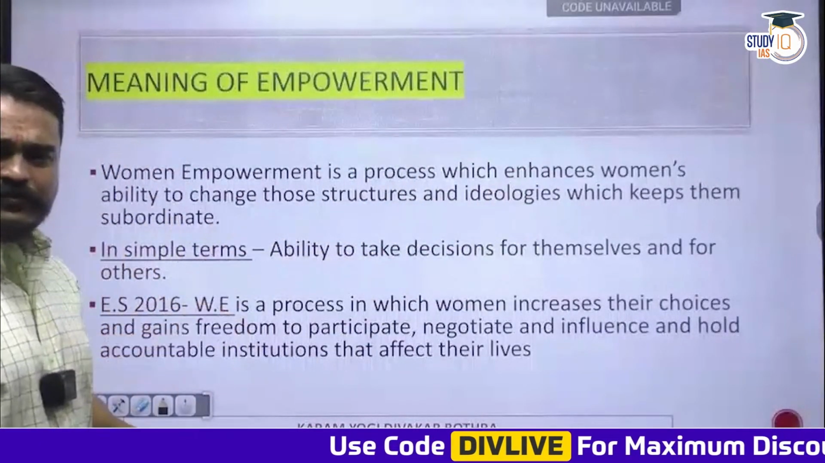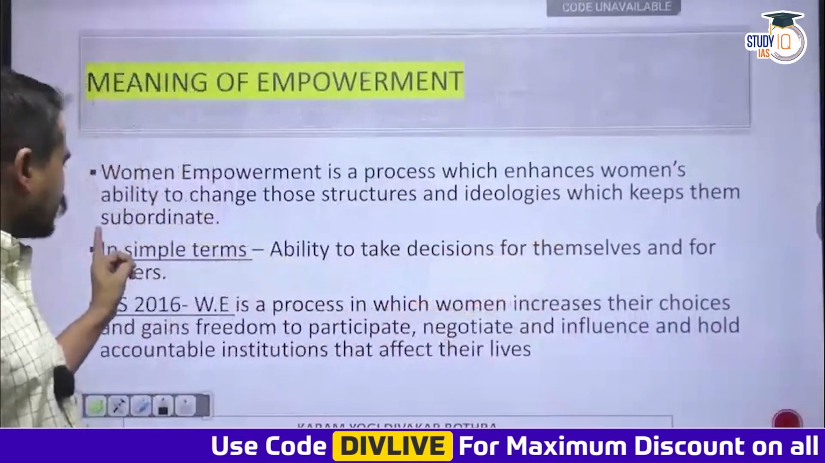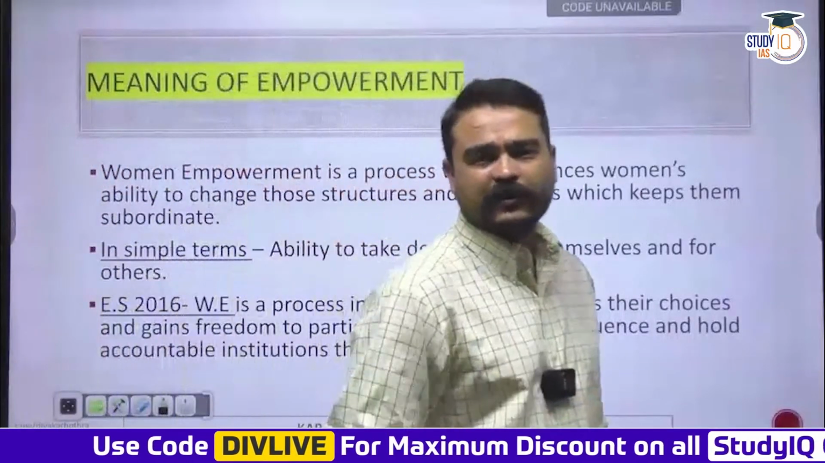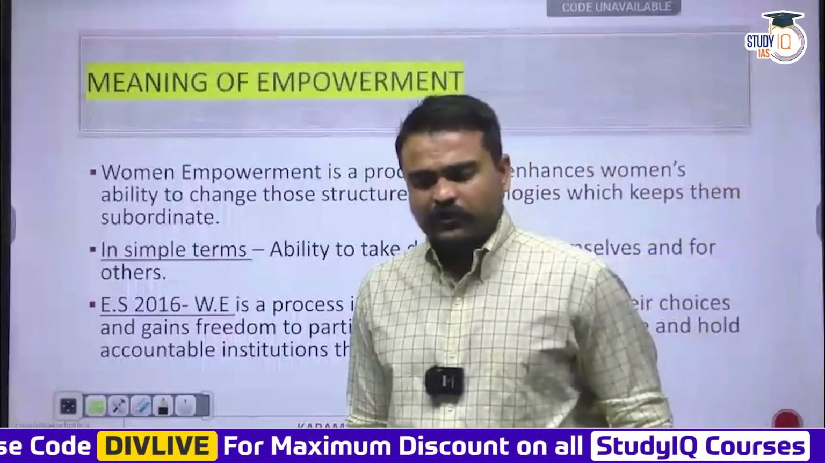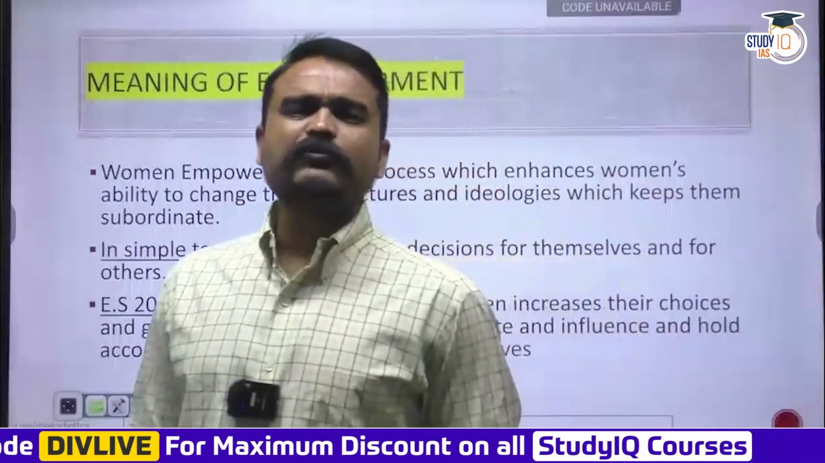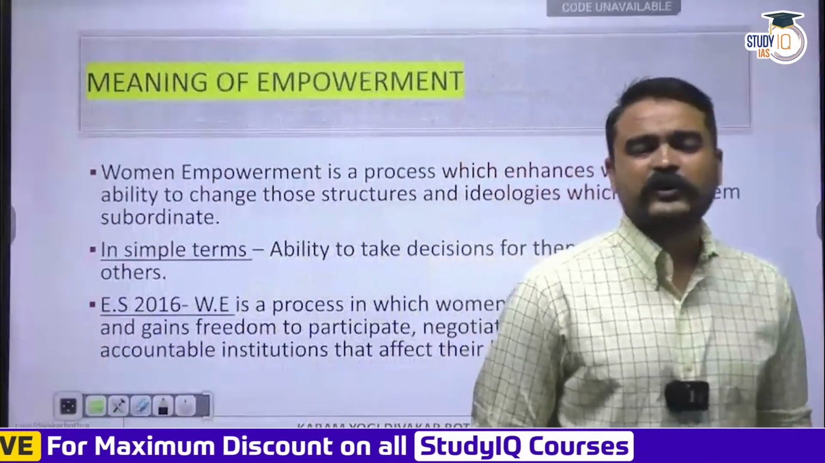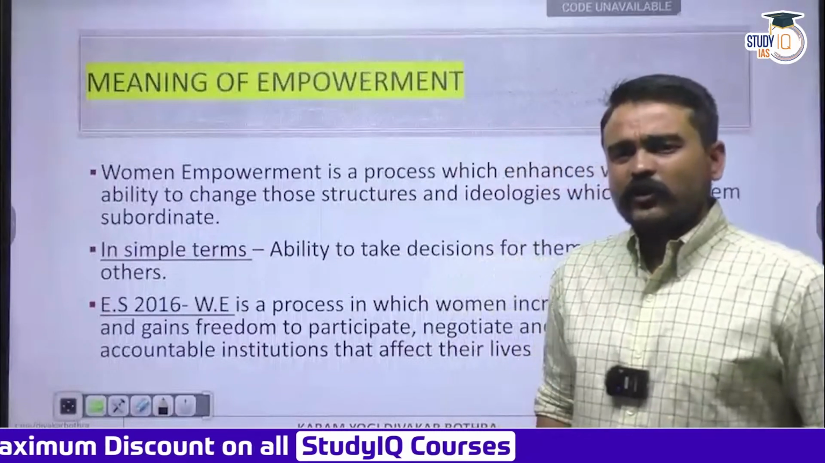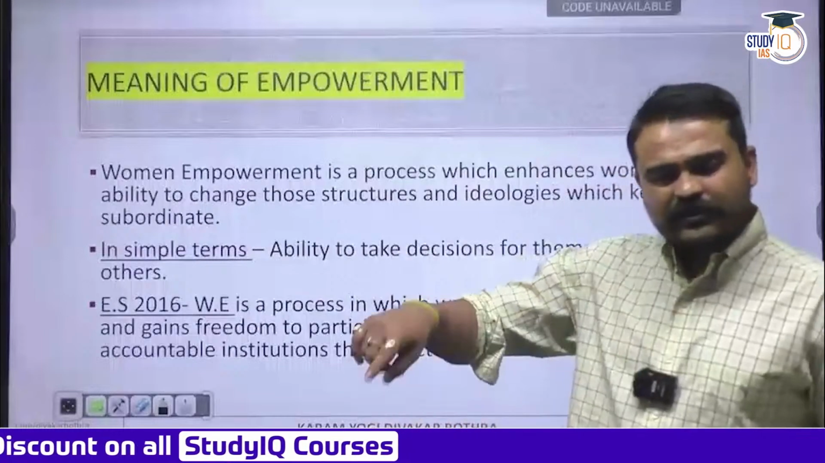In simple terms, the ability to take decisions for themselves and for others is called empowerment. When do you say that any person is empowered or not? If you have to evaluate whether women are empowered, whether tribals are empowered, or whether differently enabled people are empowered in Indian society or not, that completely hinges on whether those groups are able to take decisions for themselves and the people they are surrounded with.